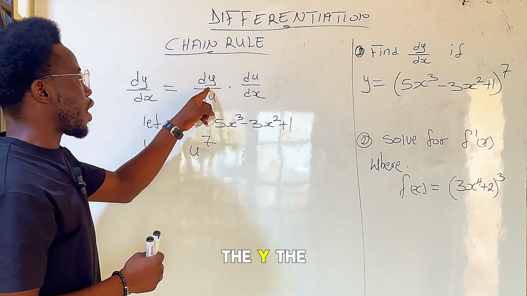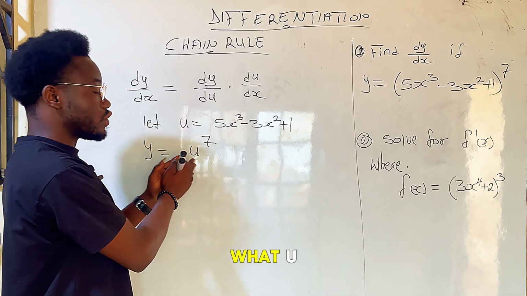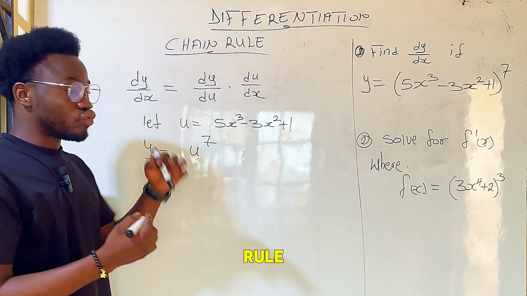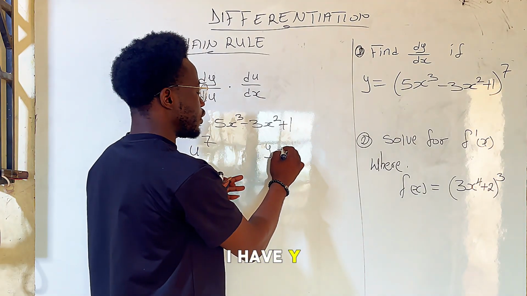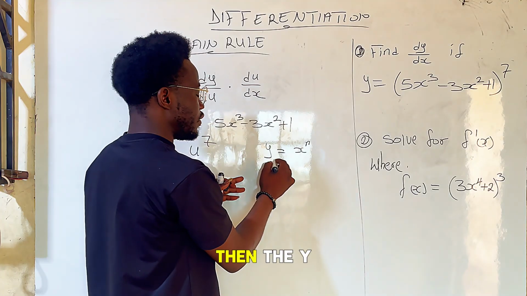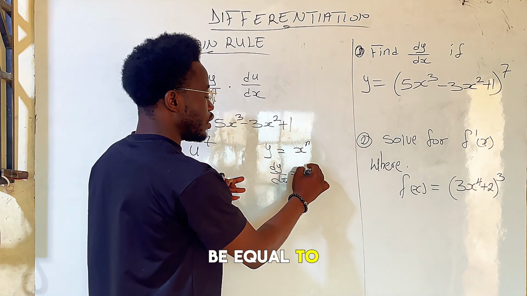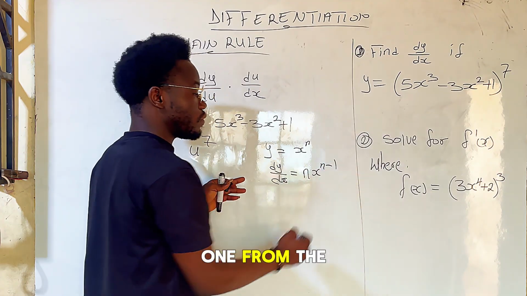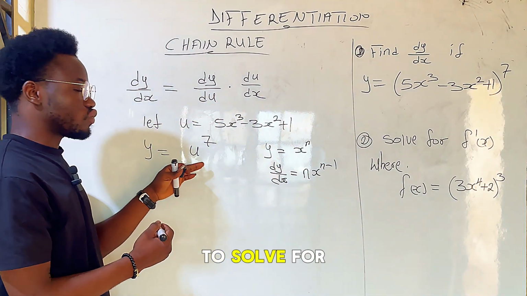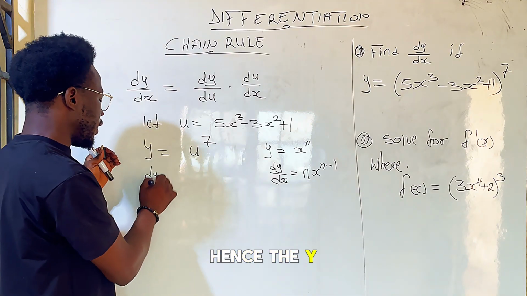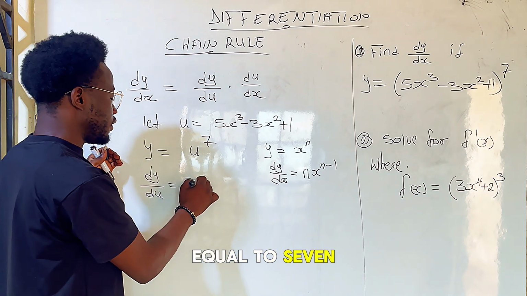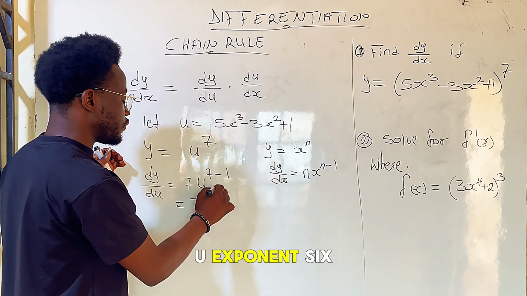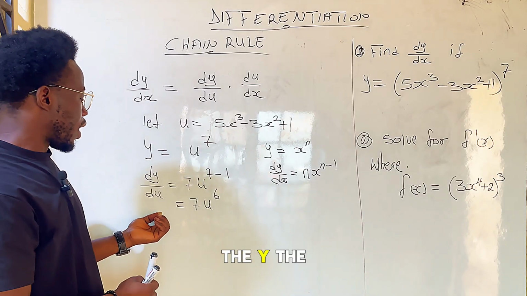Now, the first thing is to find dy du. We differentiate y with respect to what? u. Differentiate y with respect to u. And we can apply the general rule. The general principle says that if I have y equal to x exponent n, then dy dx will be equal to n times x exponent n minus 1. You multiply by the exponent and subtract 1 from the exponent. You are going to apply the same principle here to solve for dy du. Hence, dy du is going to be equal to 7 times u exponent 7 minus 1. That is 7u exponent 6.